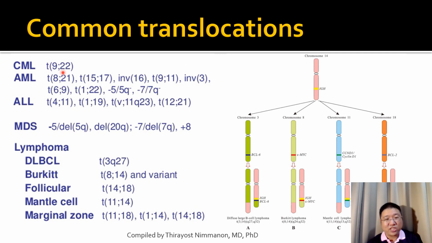the 9;22 translocation. This is called the Philadelphia chromosome. This translocation results in production of a chimeric protein, which has tyrosine kinase activity. So these neoplastic cells will proliferate a lot, but the differentiation is still intact. So we will see maturing, we will see different stages of myeloid cells.